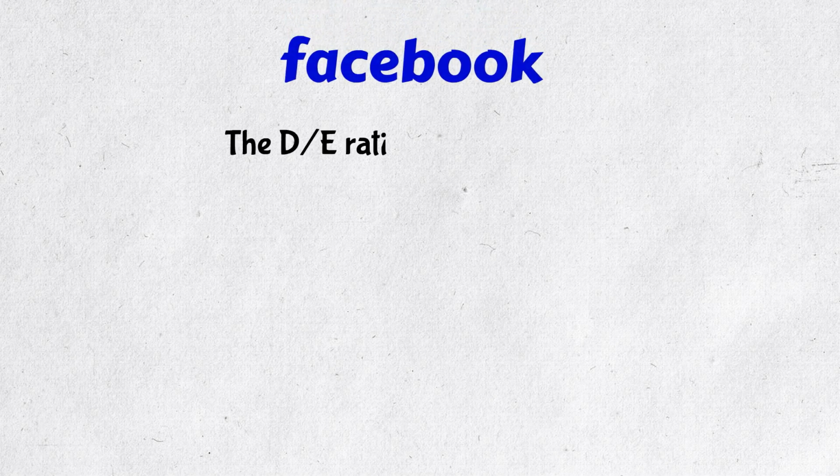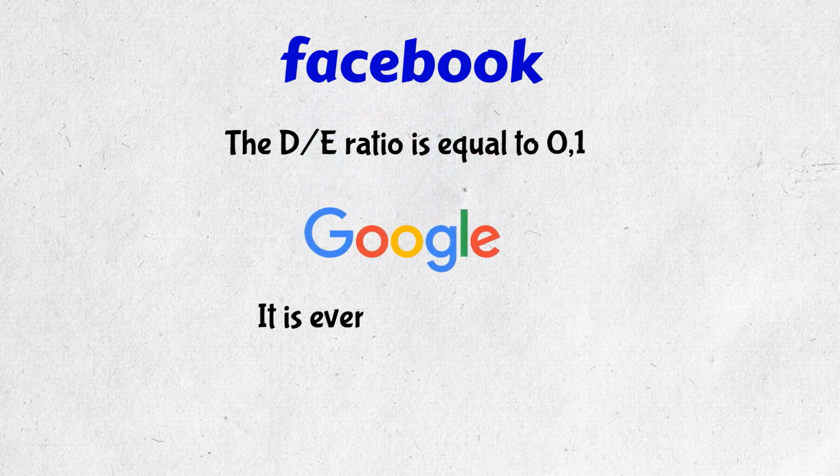For Facebook, the DE ratio is equal to 0.1, which is great. For Google, it's even better at 0.07.